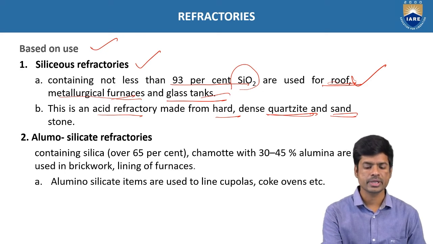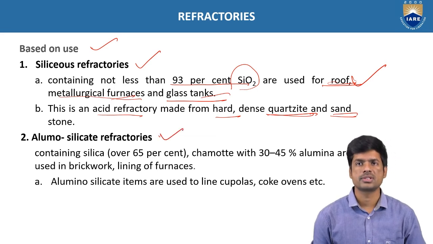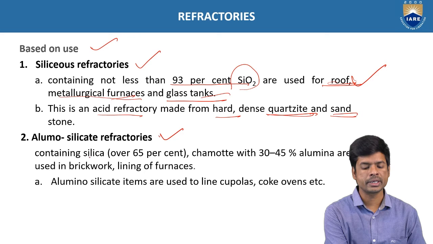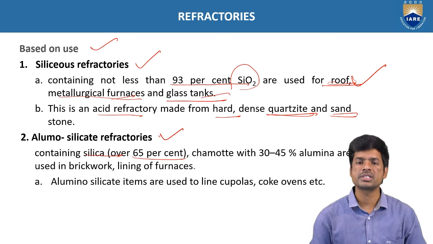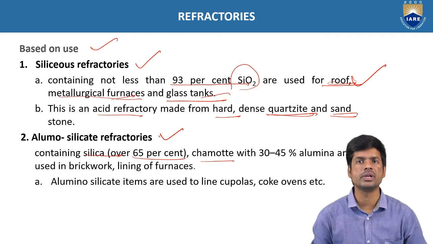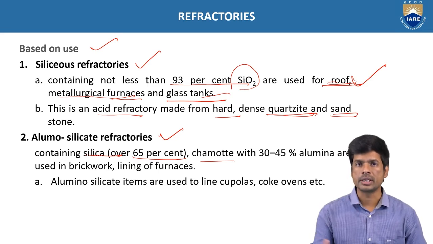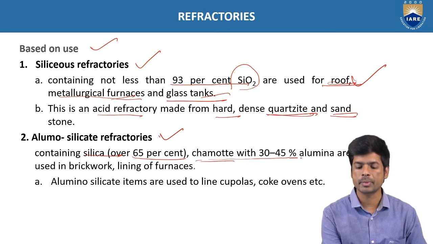Coming to the second classification based on use, aluminosilicate refractories. This will contain silica over 65%. Earlier we discussed siliceous refractories, which should not have less than 93% silica content, right? So here in aluminosilicate refractories, we have more than 65% silica content. And chamote is one of the types of clays which we use in the preparation, chamote with 30 to 45 percent of alumina.